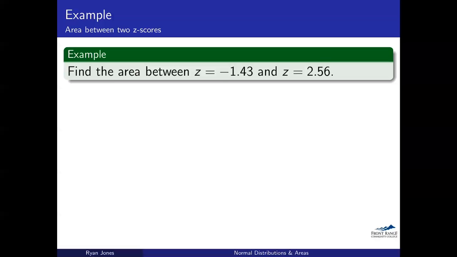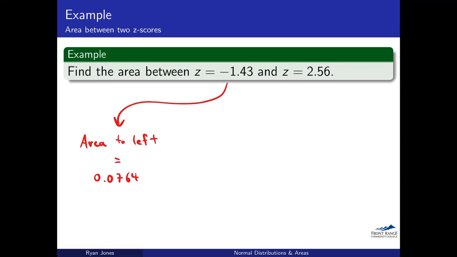So we've got area to the left equals 0.0764. And then right here, we've got the area to the left equaling 0.9948. There we go.